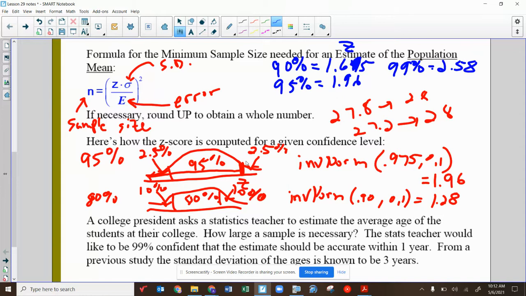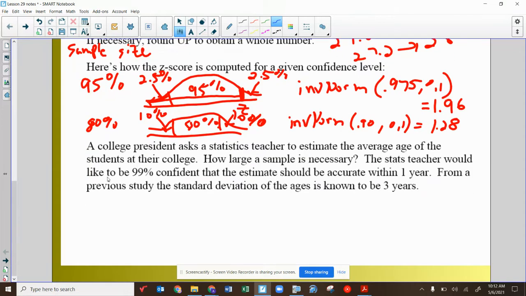All right, let's go through this then. College president asks a staff teacher to estimate the average age of students at their college. How large a sample is necessary? So this is the question that you're looking for when you go to take the test of, do you use this formula? So the stats teacher would like to be 99% confident the estimate should be accurate within 1 year. So there's your error. From previous study, the standard deviation is known to be 3 years.